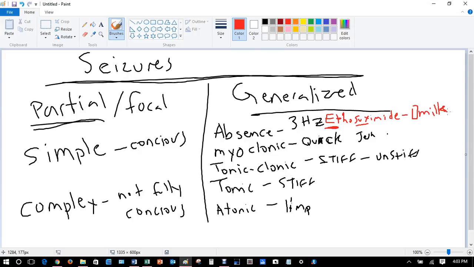Okay. What about the next drug I was talking about, benzodiazepines.